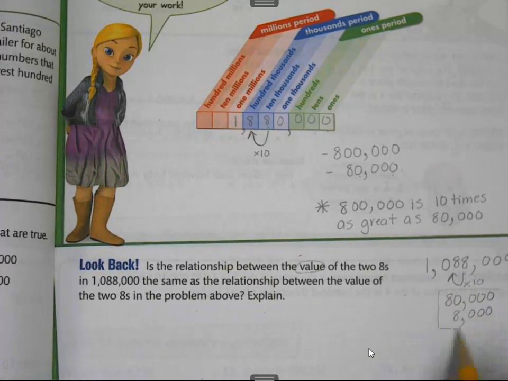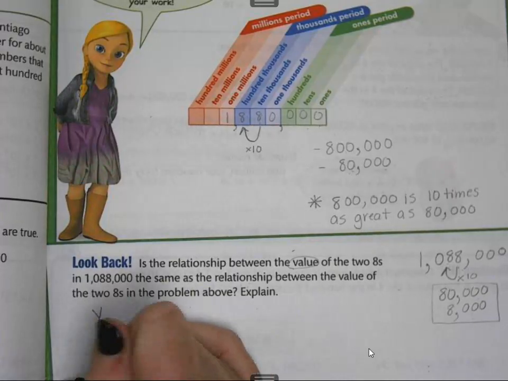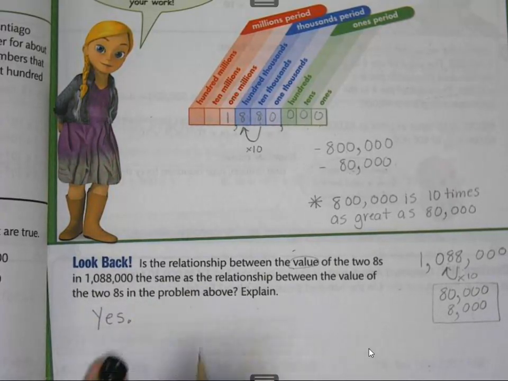And when I look at the numbers written in standard form, I see that this 8, which has a value of 80,000, has one more zero than the 8,000. So it's 10 times greater, okay? So the answer is yes, the relationship value is the same.